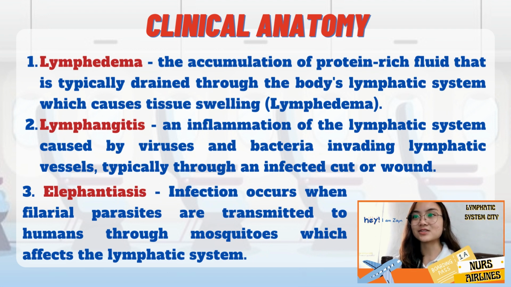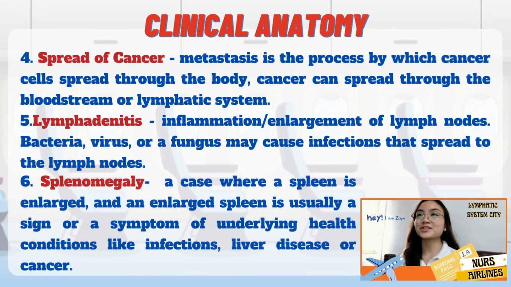Second, lymphangitis occurs when bacteria or viruses enter the lymphatic channels. They may enter through a cut or wound, or they may grow from an existing infection. Third, an infection caused by a parasite that causes the lymphatic system not to function correctly is known as elephantiasis or lymphatic filariasis. Fourth, cancer can spread through the bloodstream or lymphatic system.